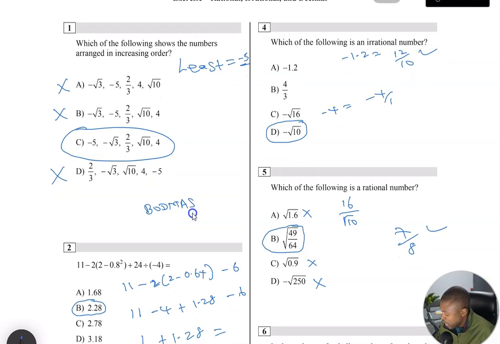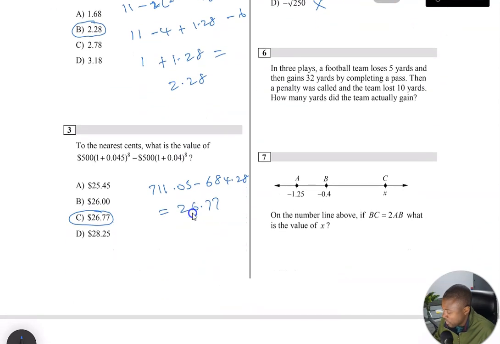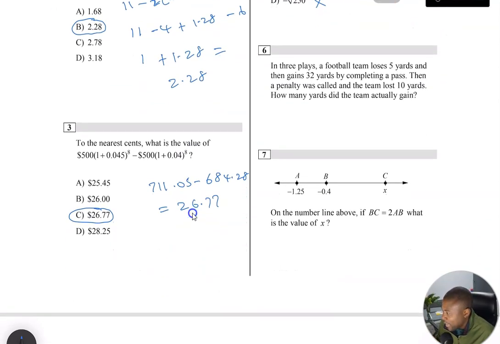All right. So let's move on to question number 6. In 3 plays, a football team loses 5 yards. Take note, in 3 plays. Okay. So let's assume that initially they were at yard 10. Now they lost 5 yards. They moved to yard 5. Now they gain 32 yards by completing the pass. So when they gain 32 yards, 32 plus 5, that's going to be 37, right?